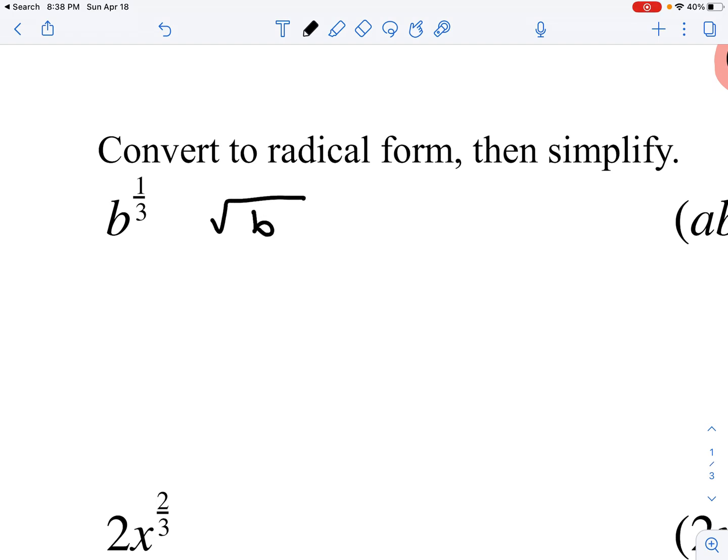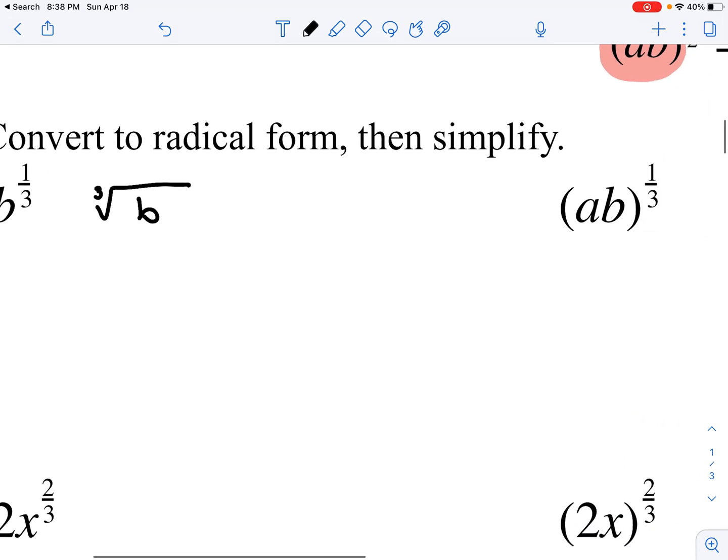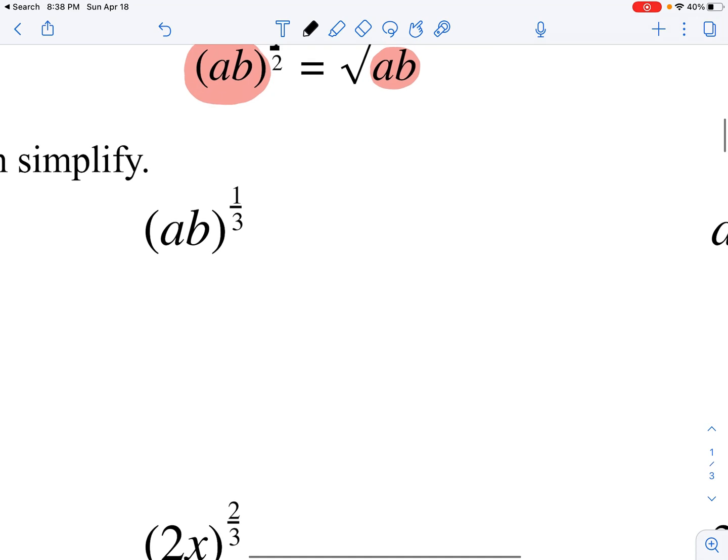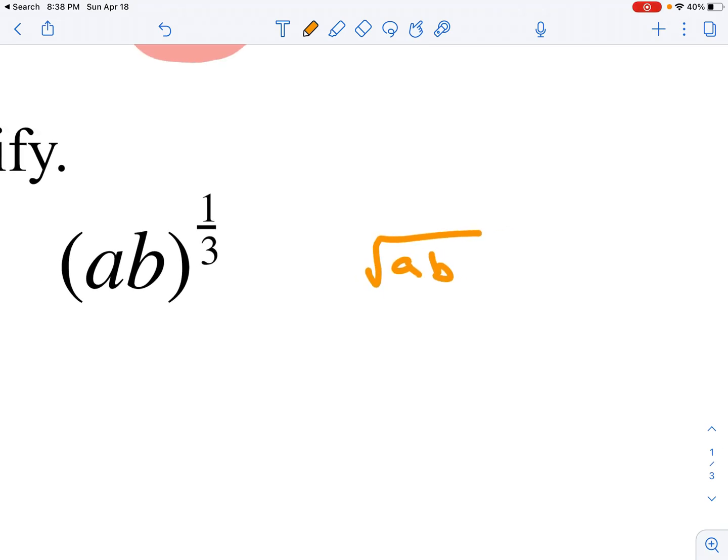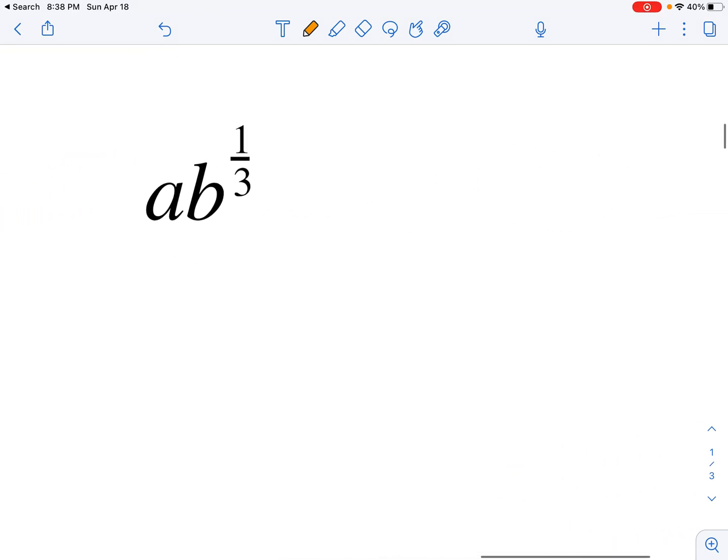So b would be the inside. 3 is my denominator, that's my index, and 1 is my exponent, but we don't even really need to write the 1 because b to the first power is just b anyway, so I would leave it like that. Next one, since it's in parentheses, I would put a and b both inside as the radicand, and then 3 would be my index because that's the denominator. That 1 is going for both of those, so they both would have it as an exponent, but again, we don't need to show those exponents of 1.